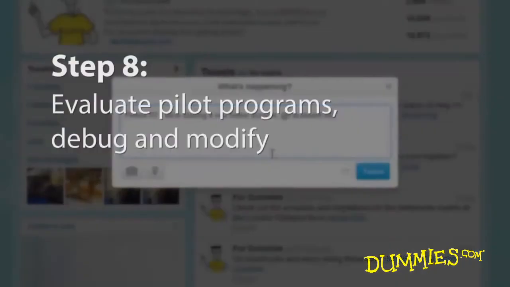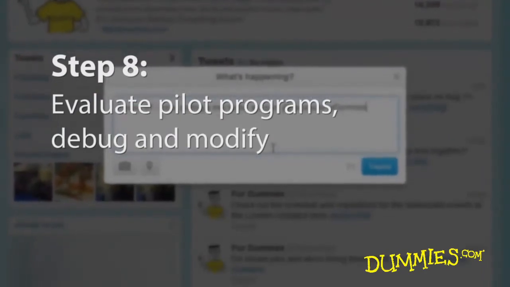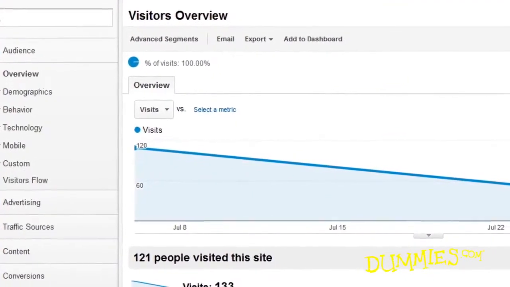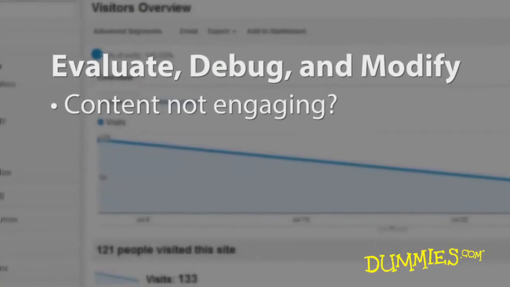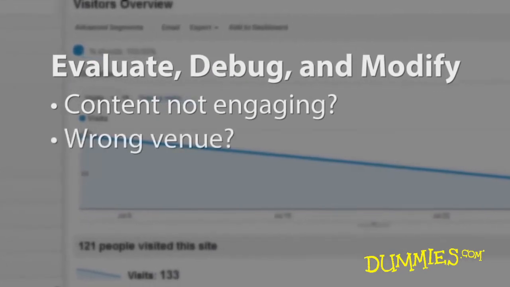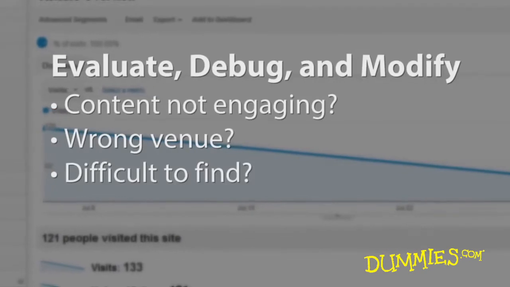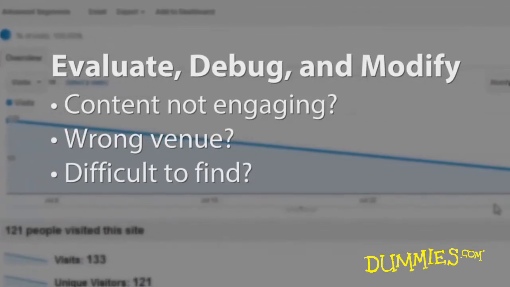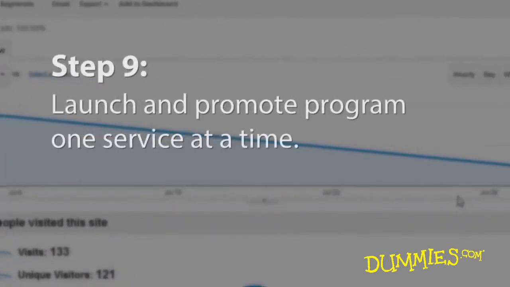Step 8. Evaluate pilot programs, debug, and modify. If you aren't getting the traffic you expect, you need to diagnose and fix the problem. Is your content not engaging enough? Are you using the wrong venue? Do visitors have a hard time finding your site? Take the time to find the issues and then modify what you're doing, or decide to drop the effort altogether.